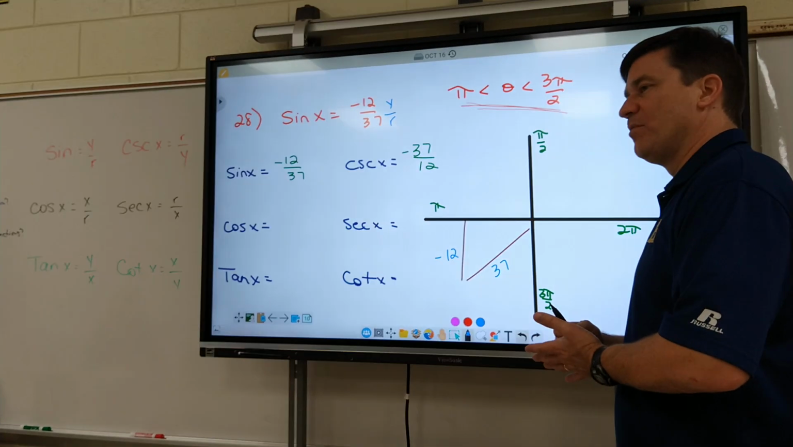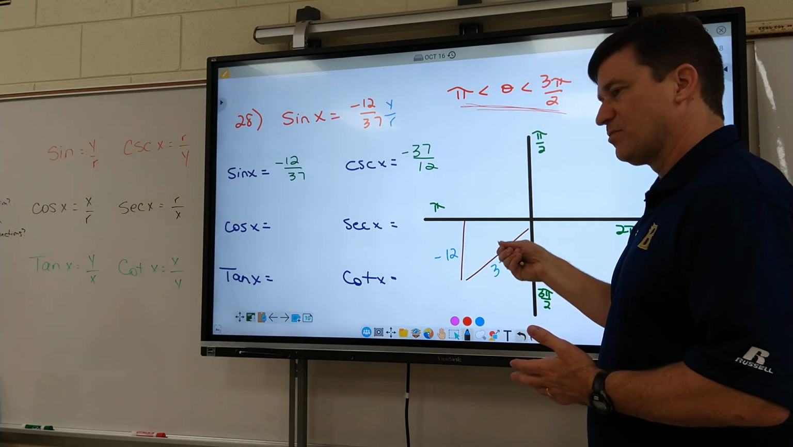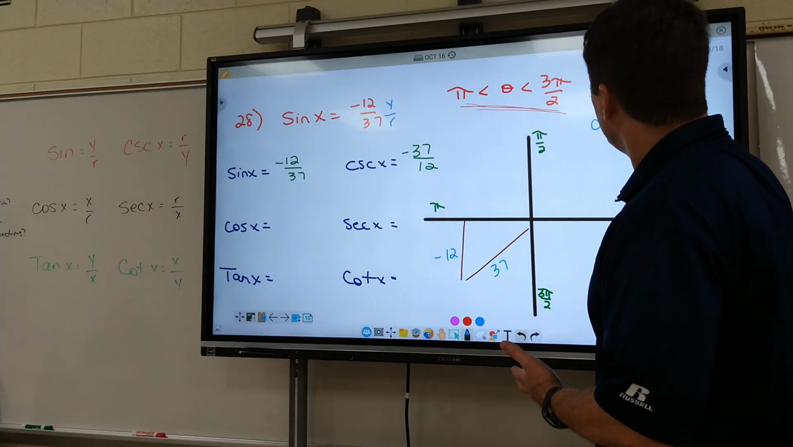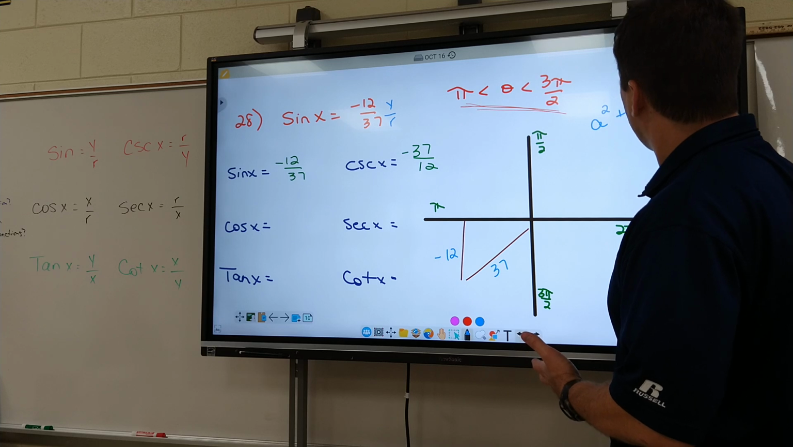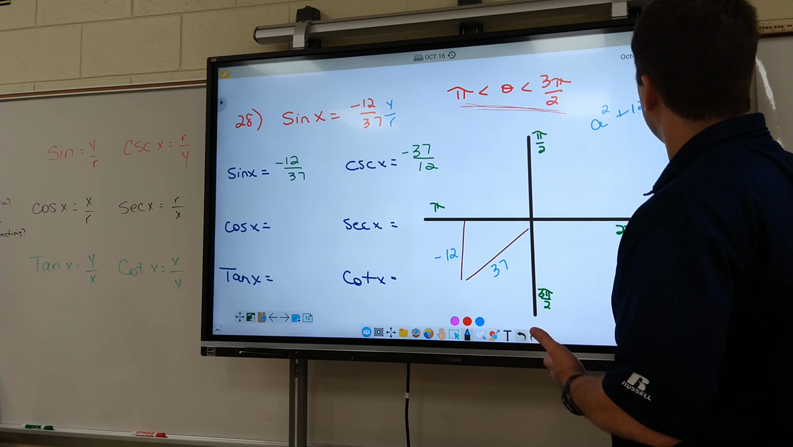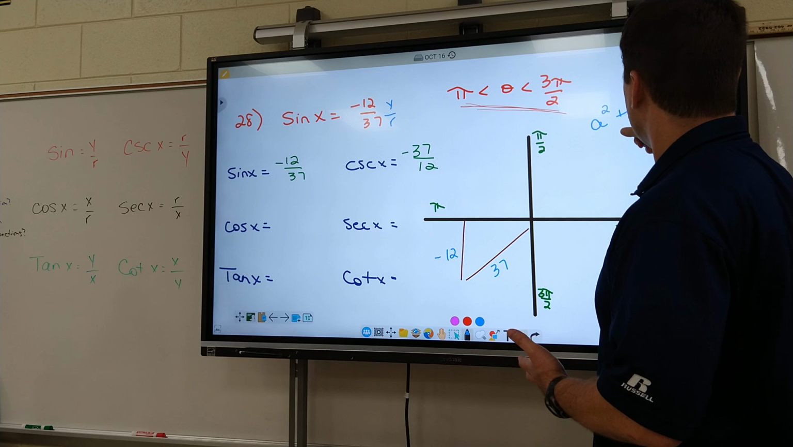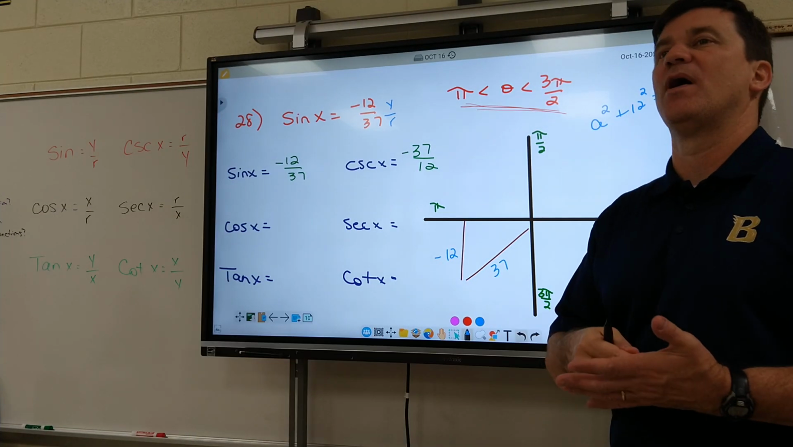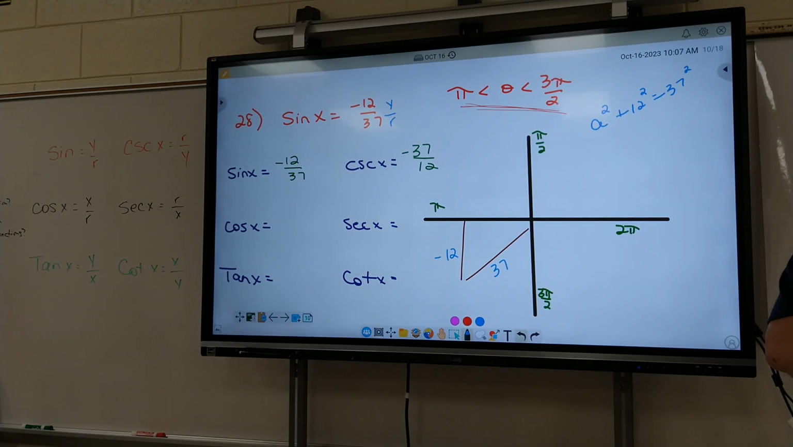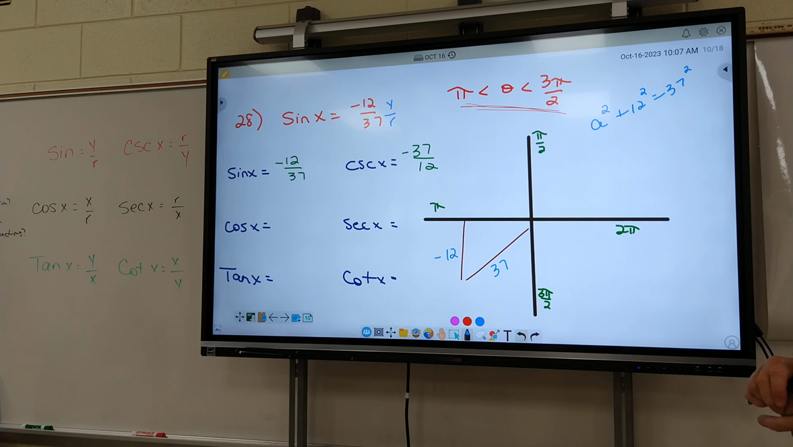Now, we've got our formula. A squared plus B squared equals C squared, right? A squared plus 12 squared equals 37 squared. Does it matter that I left the negative off? No, it doesn't matter, because when you square it, it's going to make it a positive anyway. So now, what do we put in our calculator to find the missing side? I got to move it over. So it'll be 37 squared minus 12 squared. Do that. 37 squared minus 12 squared. And whatever you get, take the square root.